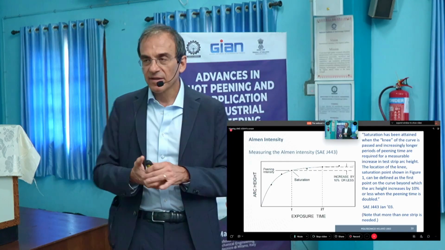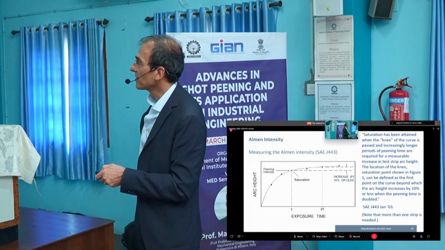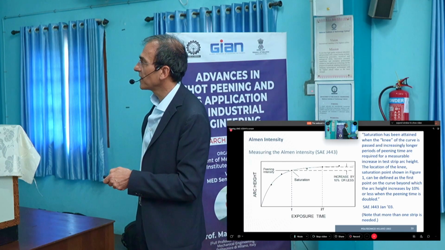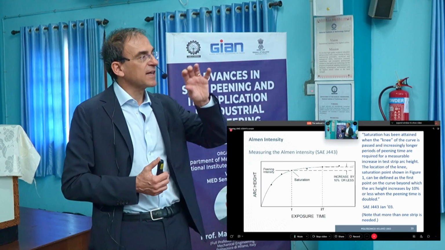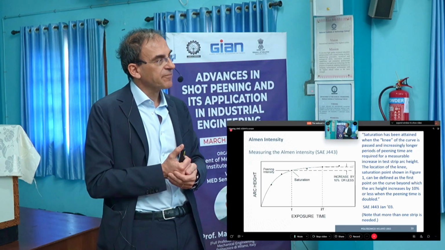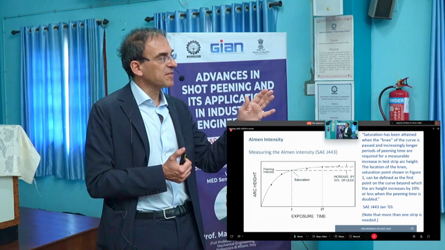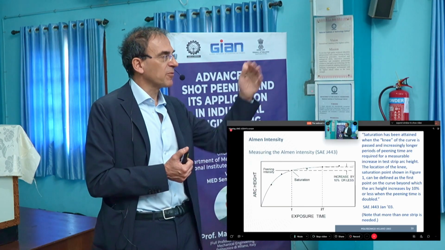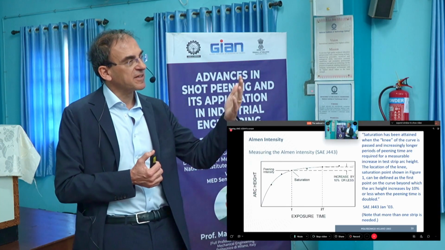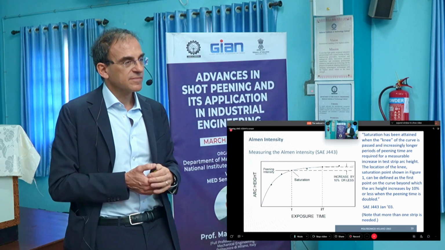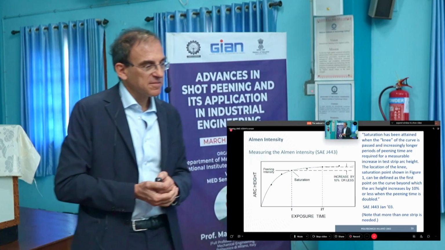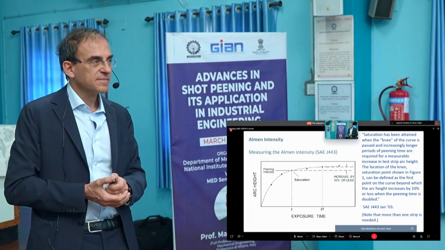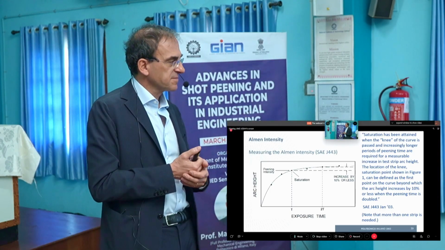And this is the final value of the Almen intensity we have got. We should consider it in our specification of the treatment: the Almen intensity with this air peening parameter, or with the wheel peening parameter, is this. Okay? Any questions? Is the concept clear?